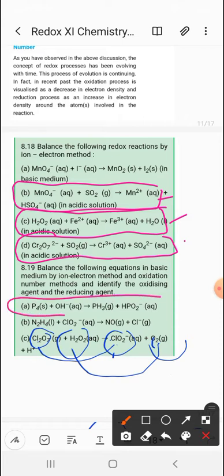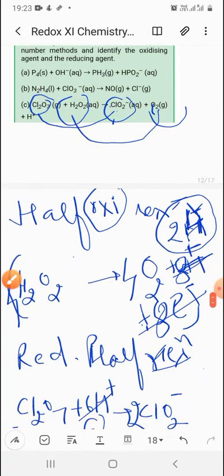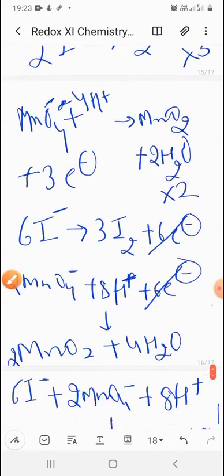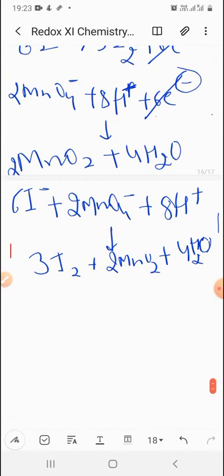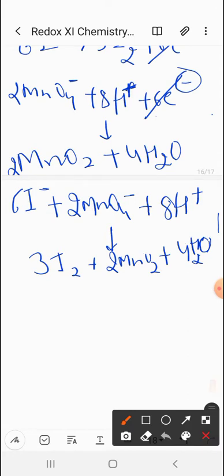Similarly, you can consider this reaction in the basic medium. One reaction I have left with the basic medium. What is this? Suppose you are asked to balance this reaction in basic medium. So what you have to do, you have to add the OH negative ions.